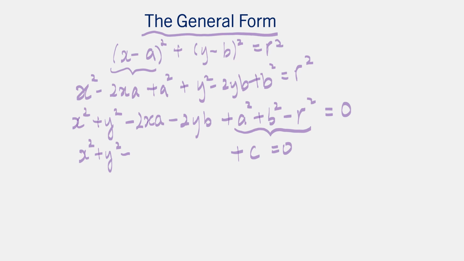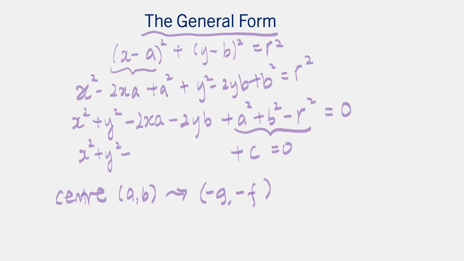And then you're going to replace your A, the center. Wait, hang on. Let me write it out. That means the center under the standard form is A comma B, right? So I'm just going to replace your A with negative G, and replace your B with negative F.